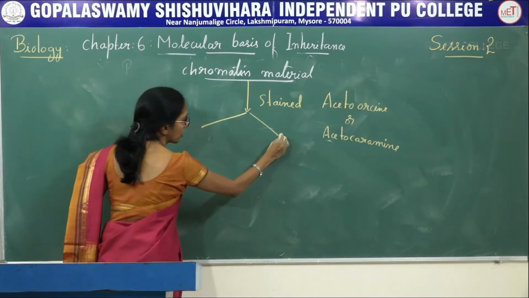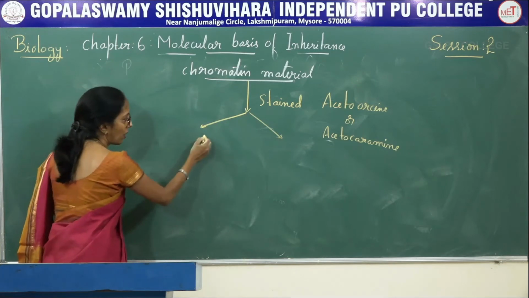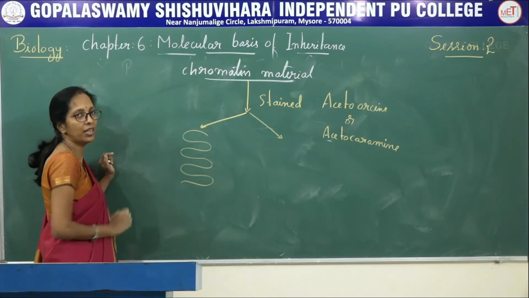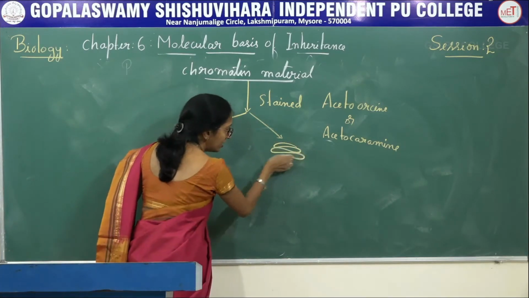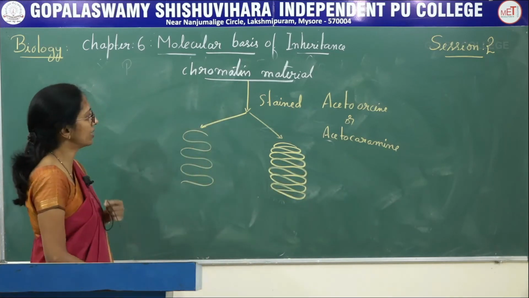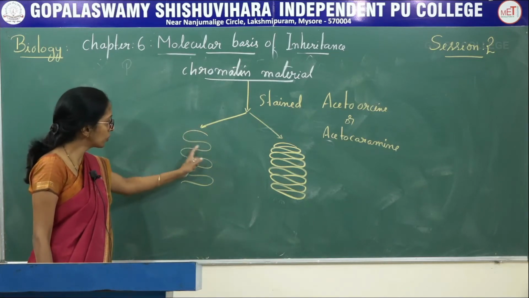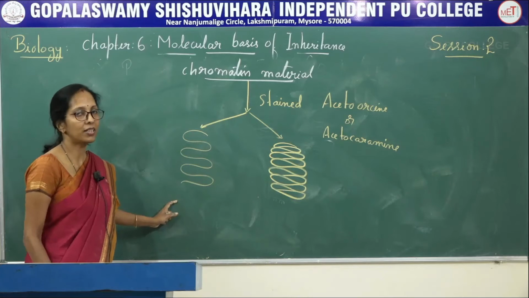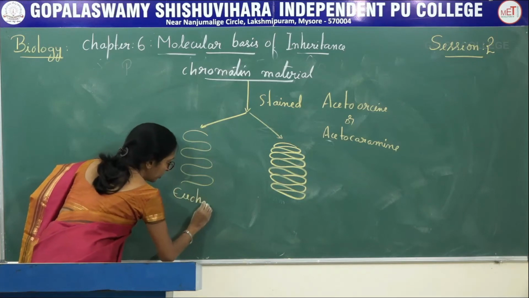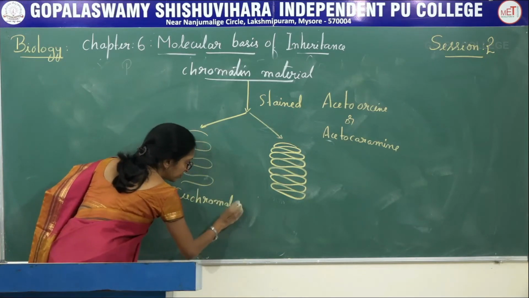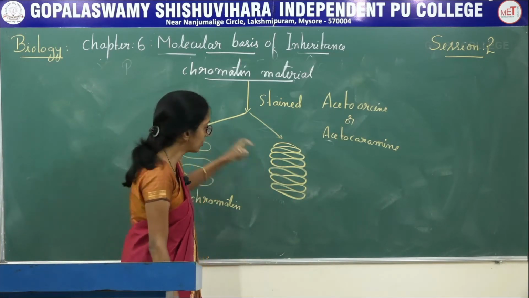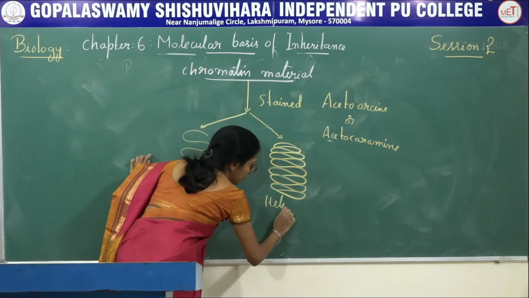There will be a formation of two types of chromatin. One is loosely coiled, lightly stained. The second one is tightly coiled, darkly stained. How many types of chromatin materials are there? There are two types. Loosely coiled, lightly stained, so that it absorbs very little amount of stain, is said to be euchromatin. Tightly coiled, it absorbs large amount of stain, is said to be heterochromatin.